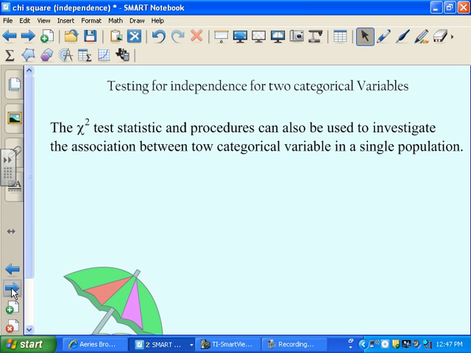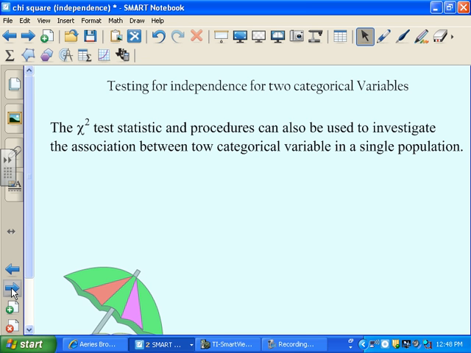The other thing you're going to get is your third chi-square. Chi-square statistic procedures can also be used to investigate association. The other word you're going to see is a test for association or a test for independence. That's to investigate two categorical variables within a single population.